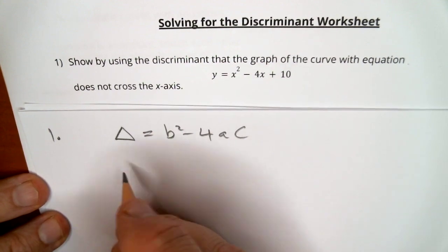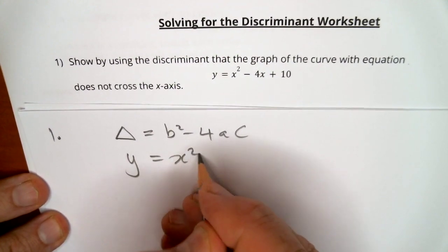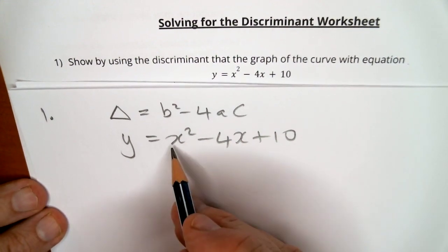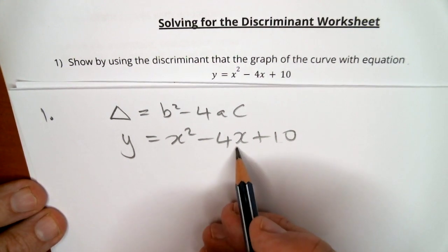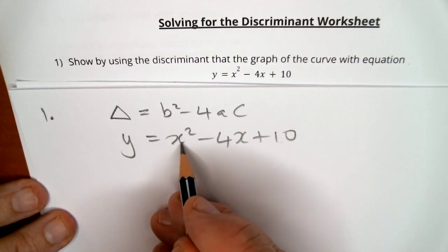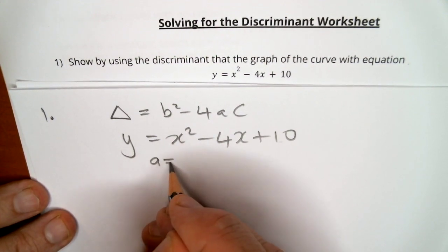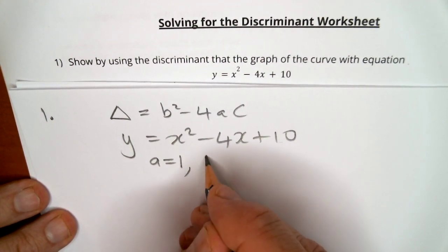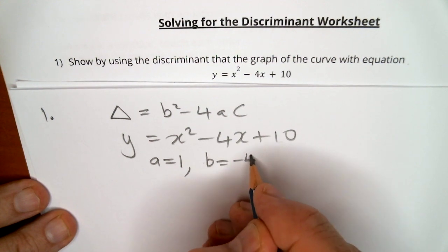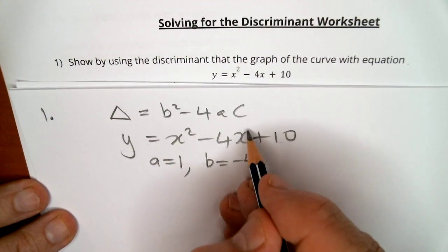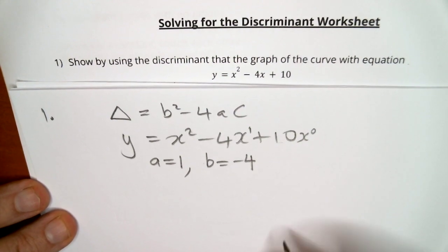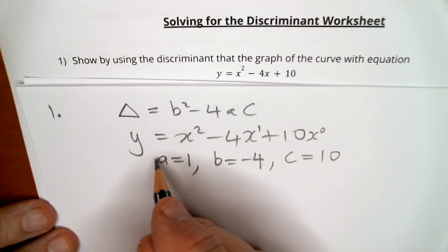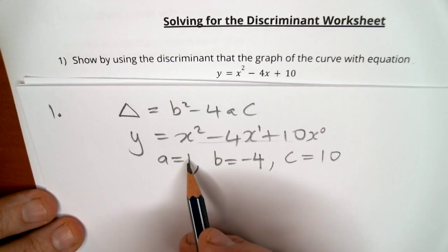And we've got the equation here, which is y is equal to x squared minus 4x plus 10. What we're going to do is substitute the respective coefficients into here. Now the coefficient of x squared we call a, and a is 1. The coefficient b was negative 4, that's the coefficient of the x value, or x to the 1. This is x to the 2, this is x to the 1. Really, this is x to the 0, yeah? So the c value, which is the x to the 0 coefficient, is equal to 10.